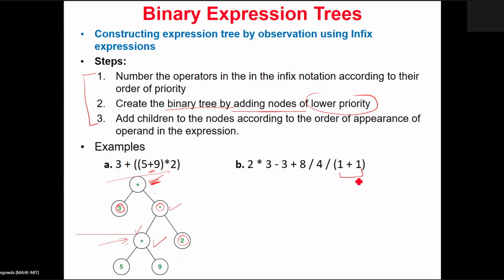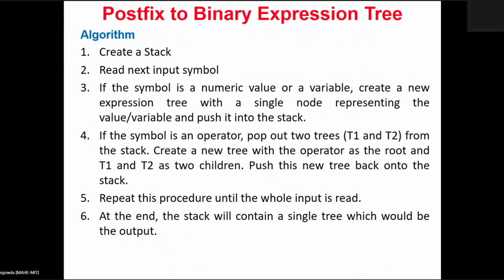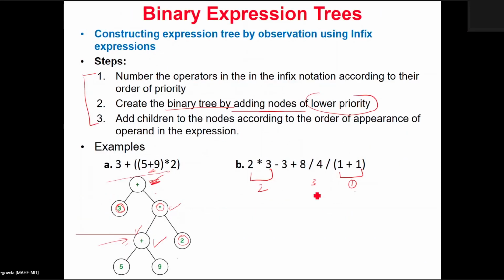This operation will be carried out first. It has the highest priority. Then we have arithmetic operations belonging to the same priority level, so multiplication will be carried out next. Then after that, 8 by 4 will be carried out. Then finally, the resultant of this will be done. This is the fourth priority.